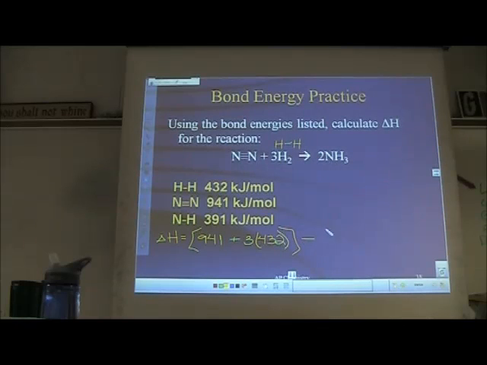Bonds broken minus bonds formed. Now be careful with this. Ammonia involves N to H single bonds. Don't answer immediately. How many N to H single bonds am I going to be forming? Two is not correct. Six. Here's what ammonia looks like. You see that each ammonia has three N to H bonds. One, two, three. Times two. So that's six N to H single bonds.